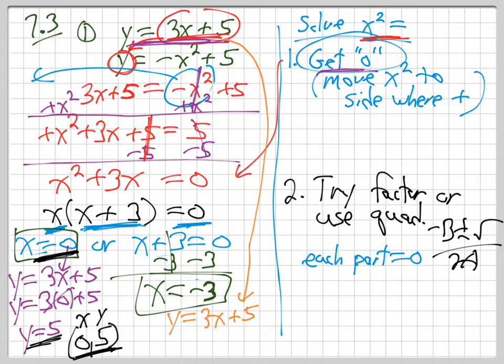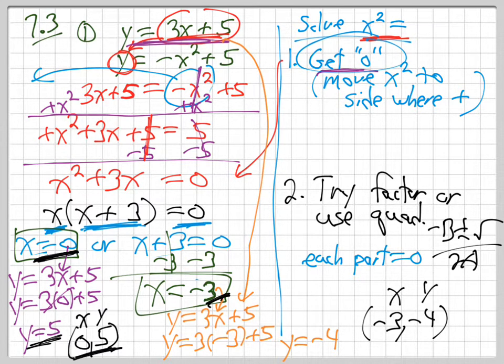So plug in right there, x is negative 3. So that's going to be negative 9 plus 5, y is negative 4. So that's the overall answer. x is negative 3 led to y negative 4. That's the second answer. Those are the two answers we saw that they already had, and those are the two places that the two graphs intersect if you graph the two functions on Desmos or your graphing calculator or something.